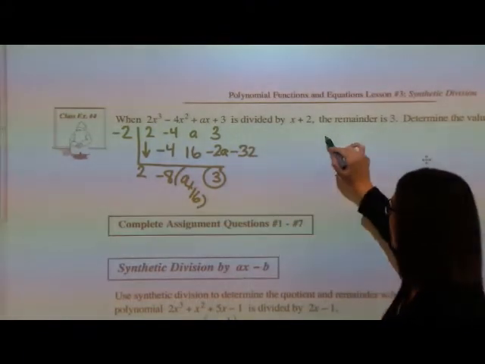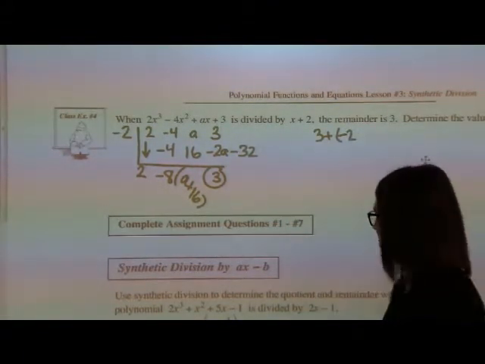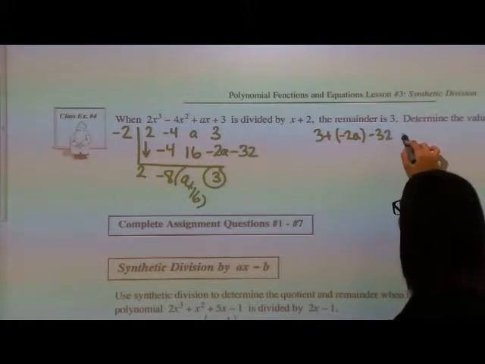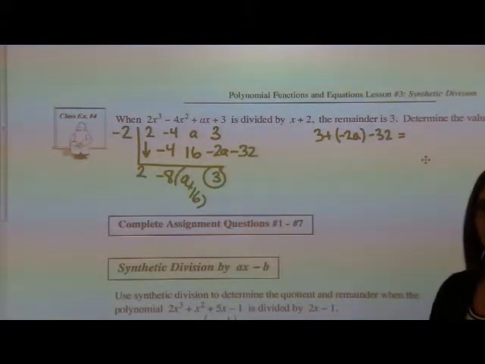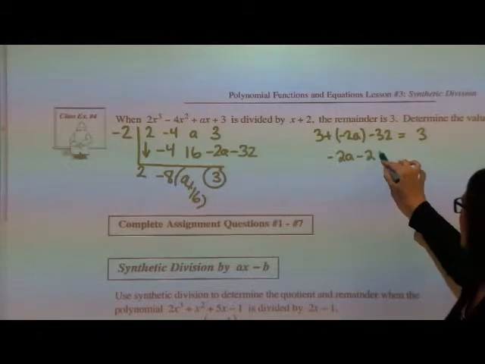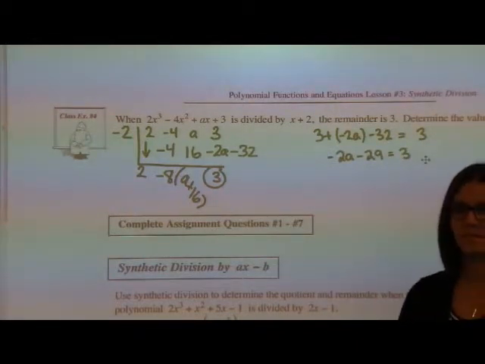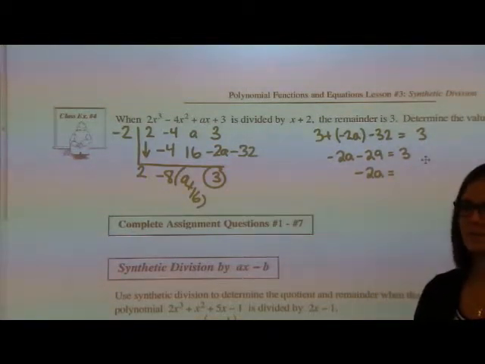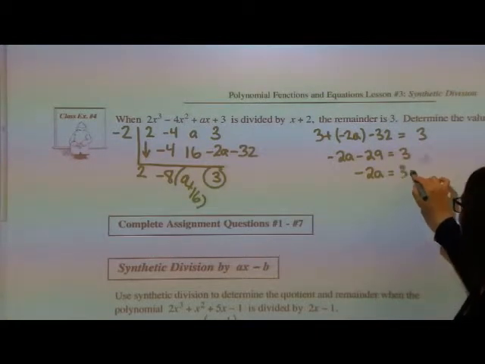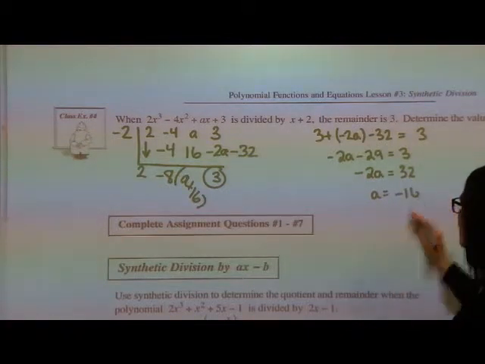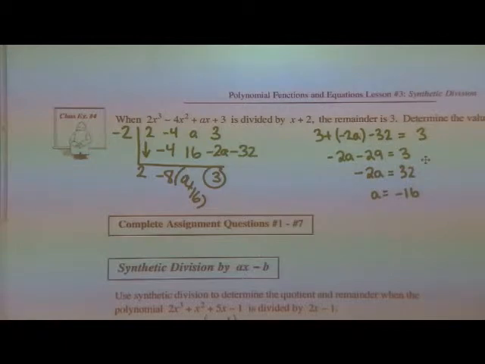When I add these two together, 3 plus negative 2a minus 32, what am I supposed to get? 3. So I've got negative 2a minus 29 equals 3. Add 29 to each side, and negative 2a would equal 32. And what does a equal? Does that make sense?